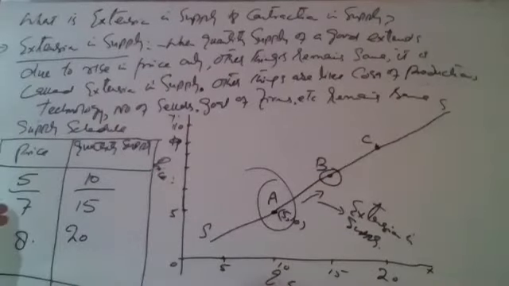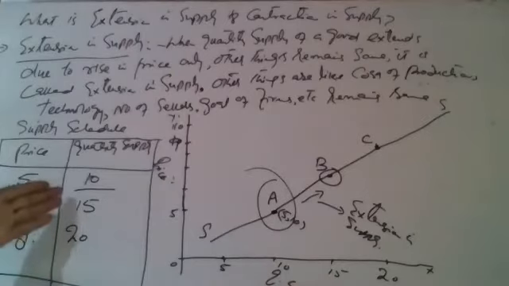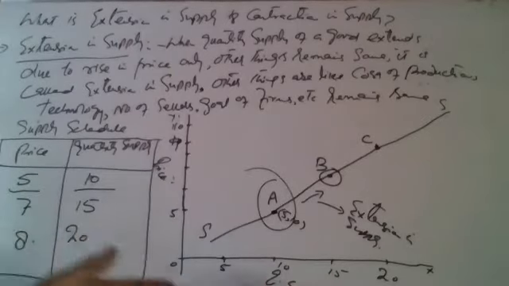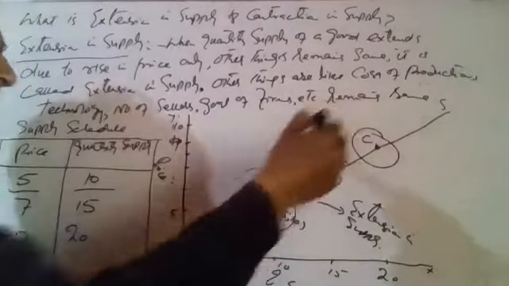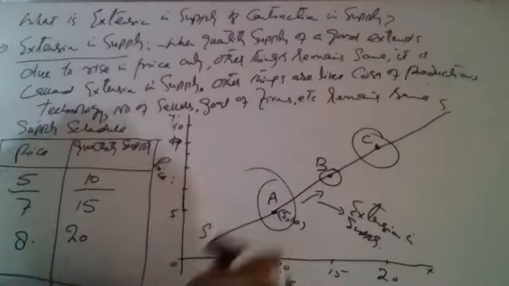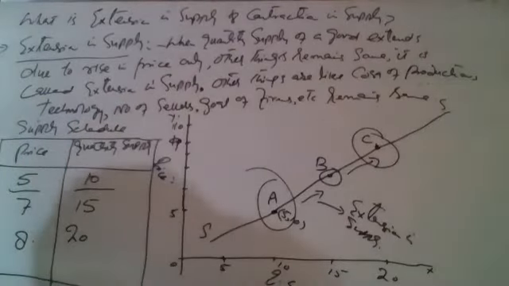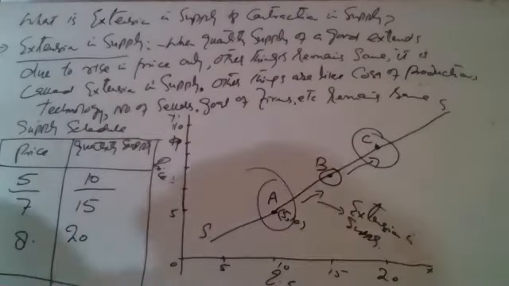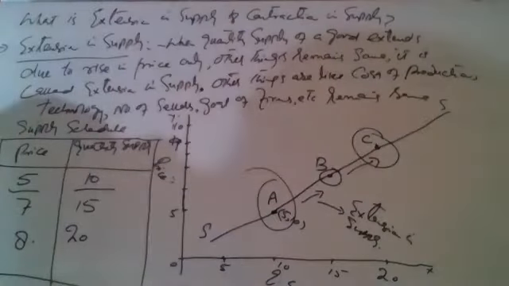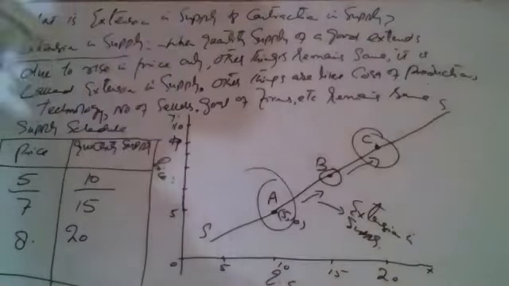Again, when price rises from 7 to 8, the supply extends from 15 to 20, and we move to point C. So again, this movement from point B to C shows extension in supply. Then we have the next, that is contraction in supply.